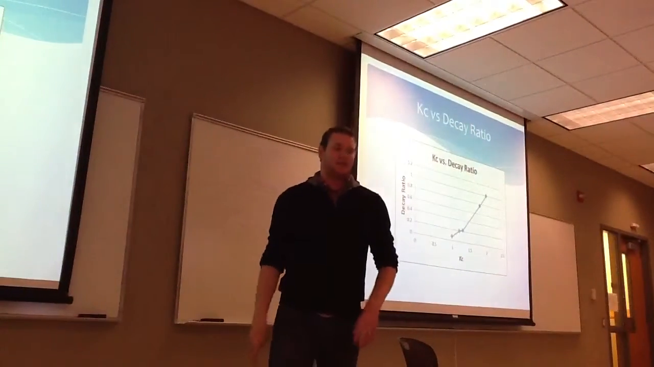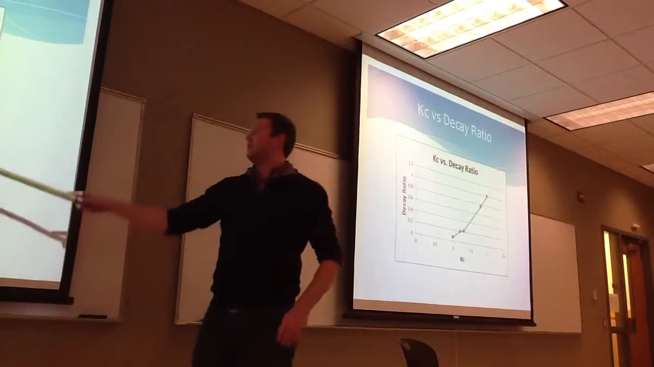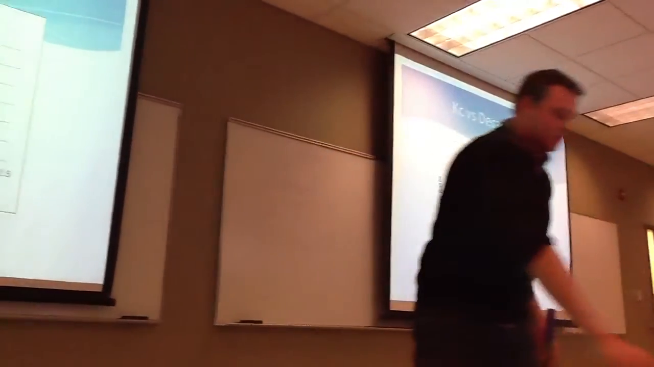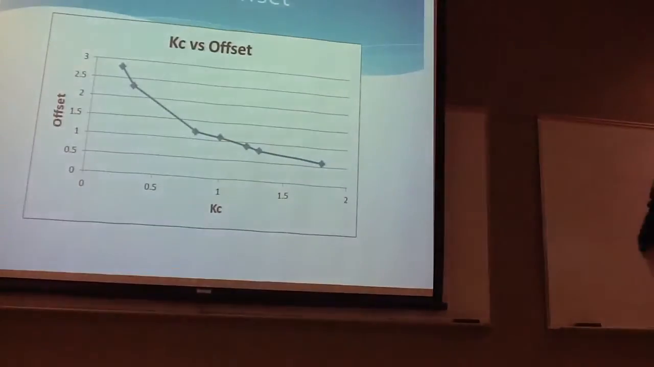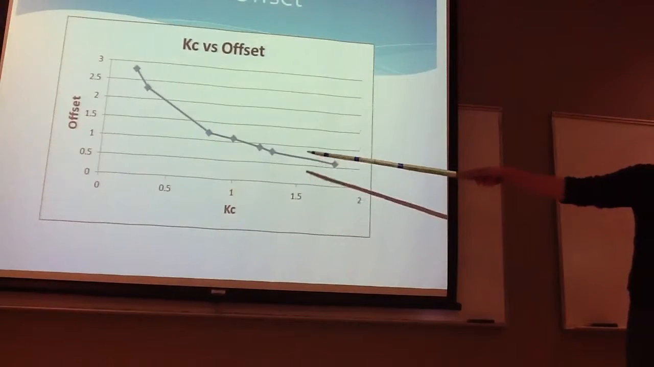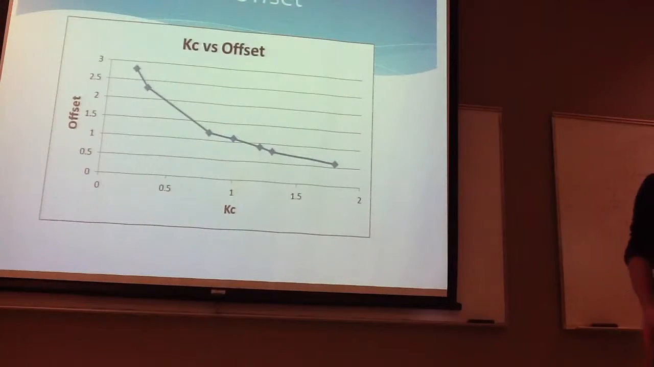The KCU versus the decay ratio: as the KCU went up, the decay ratio also increased. And as the KC went up, the offset decreased. So the higher KC value you have, the smaller amount of offset you have.